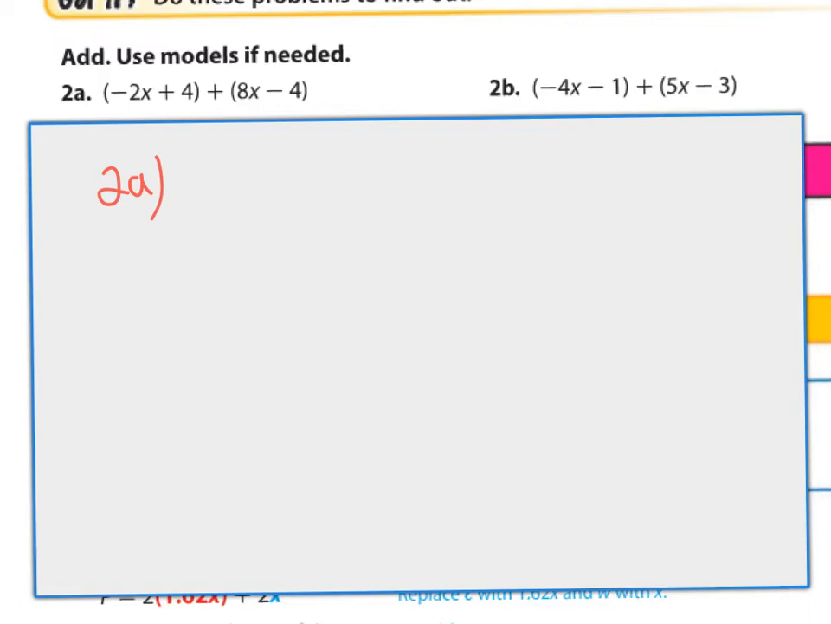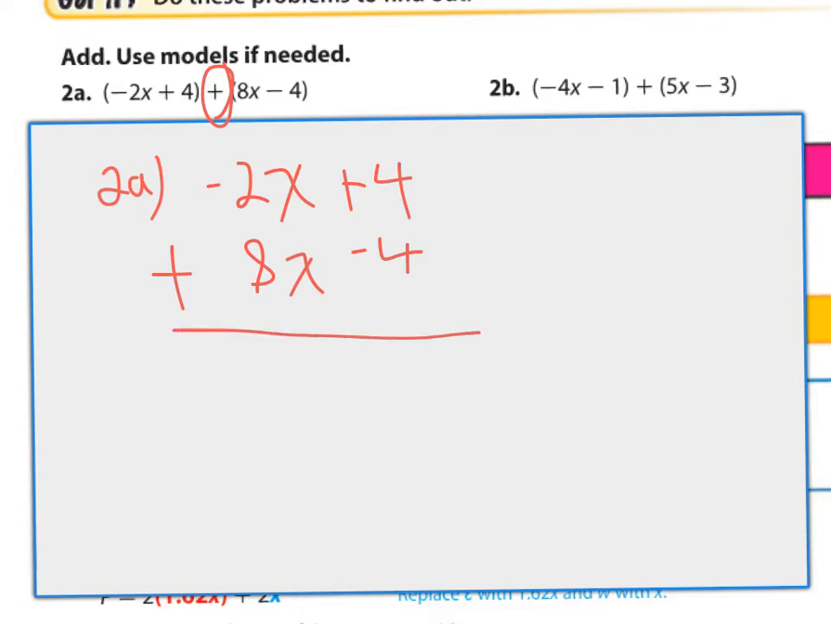Let's check 2a. We have negative 2x plus 4 plus, as you can see there, 8x minus 4. Okay, I think you noticed right away that the 4's are simply going to cancel each other out, right? Because you have a positive 4 and a negative 4, and that's simply going to be 0, but we don't have to write a 0 in our answer. They just simply cancel each other out. And now I have negative 2x plus 8x. It's going to bring me all the way up to 6x. And that's our answer.